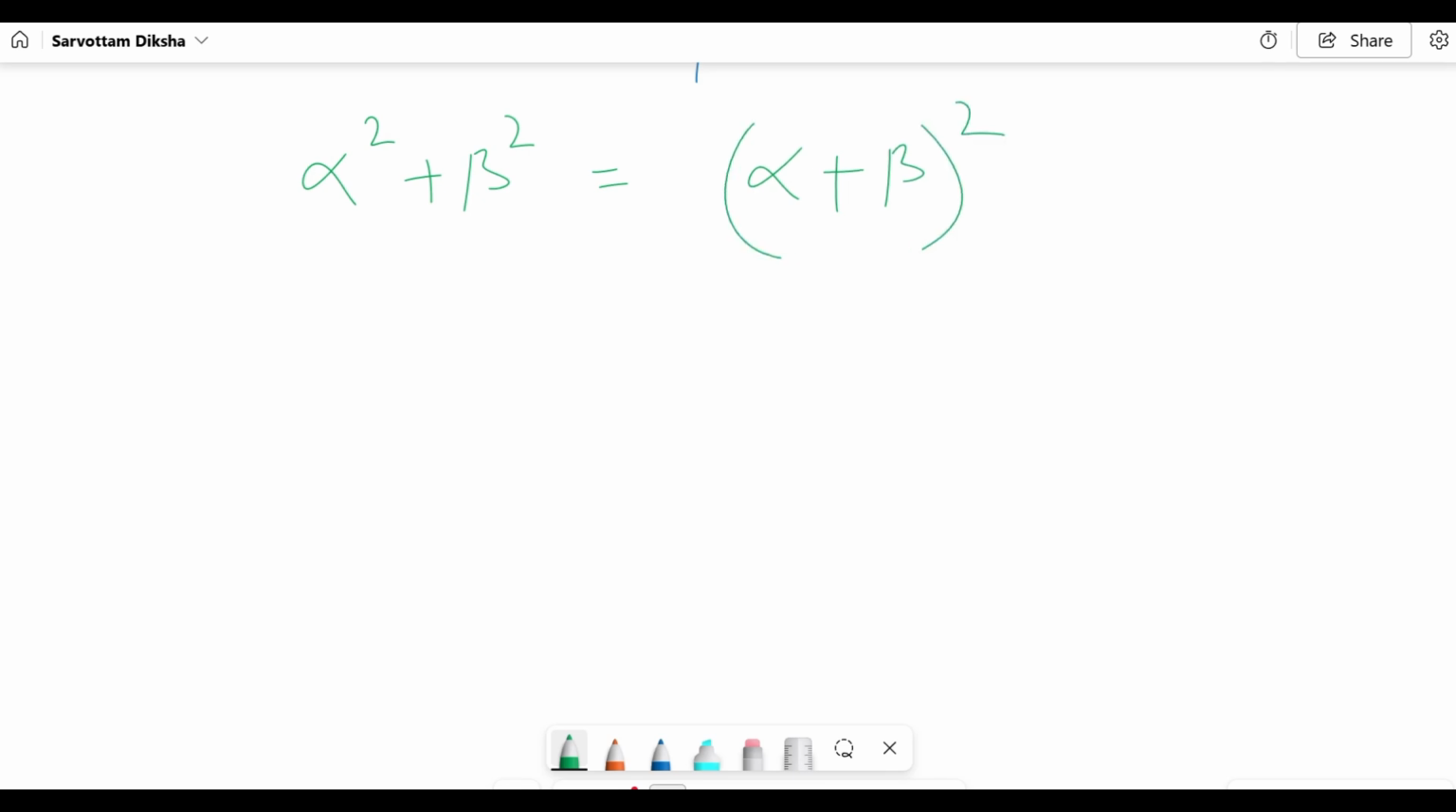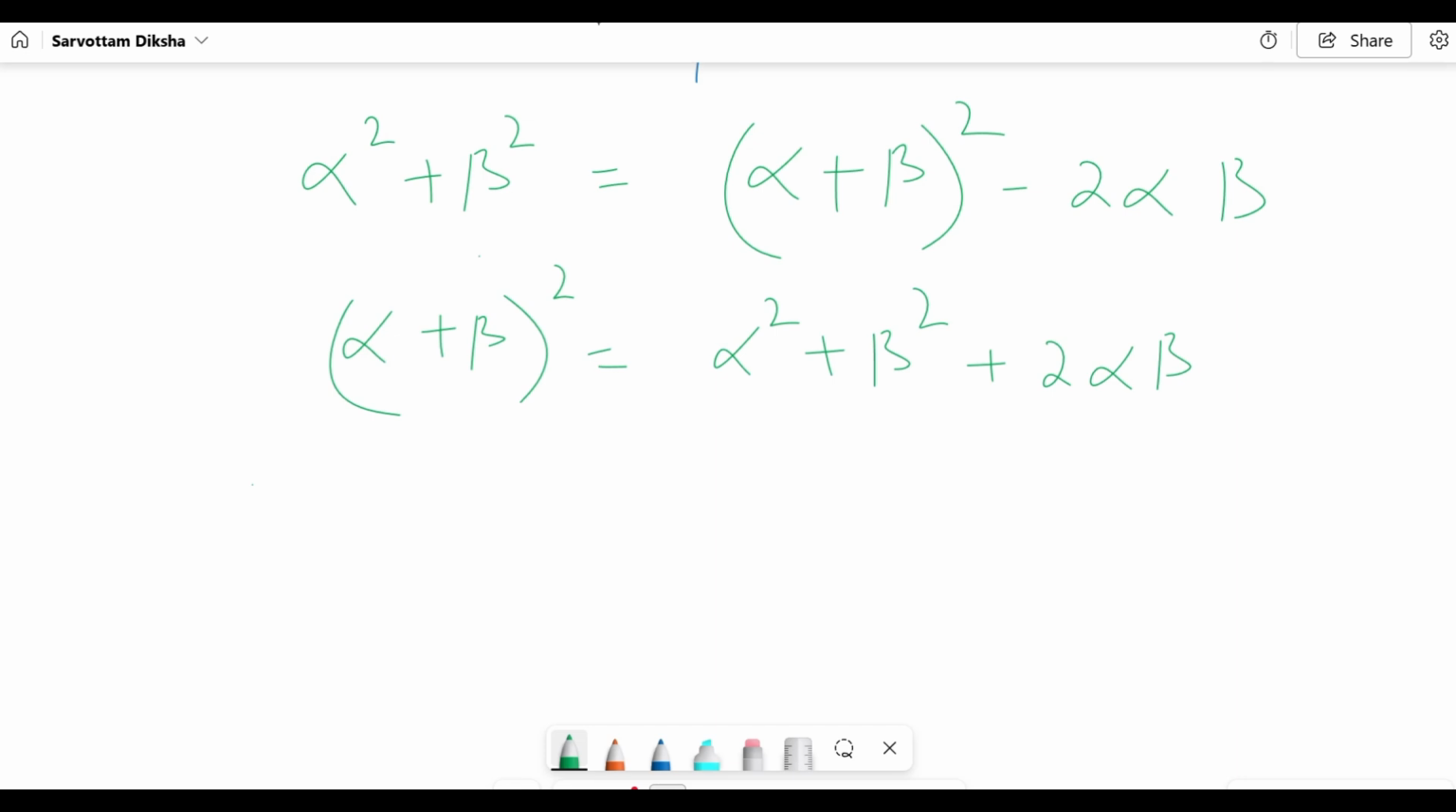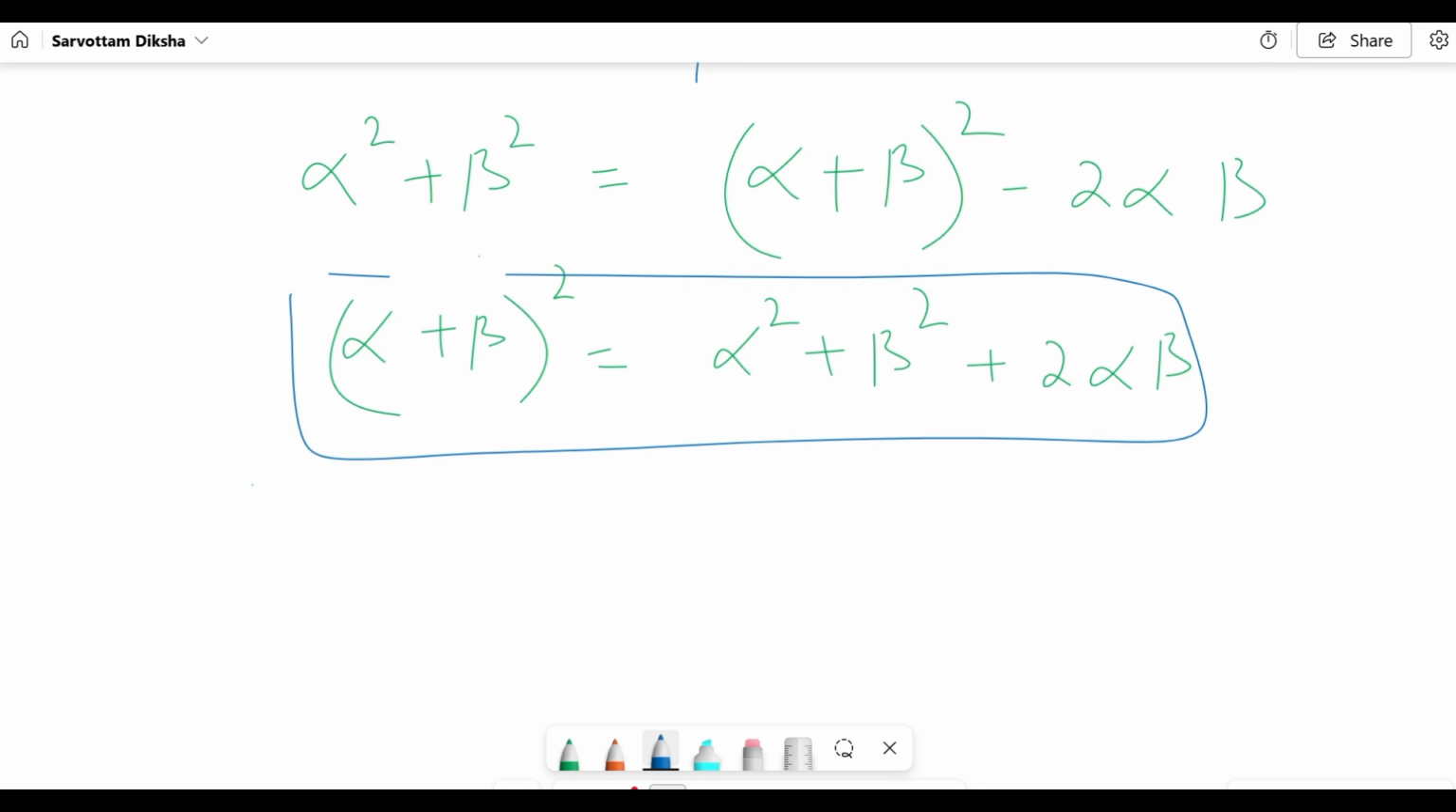And here if you see, I have done transposition. Generally we write alpha plus beta whole square as alpha square plus beta square plus 2 alpha beta. Right? This is the expression which we know. So I have done transposition. This term plus 2 alpha beta is sent to the other side. I know the alpha plus beta value. I know the alpha beta value. Simply substitute the values and get alpha square plus beta square. Alpha cube plus beta cube we have discussed already in one of the questions.